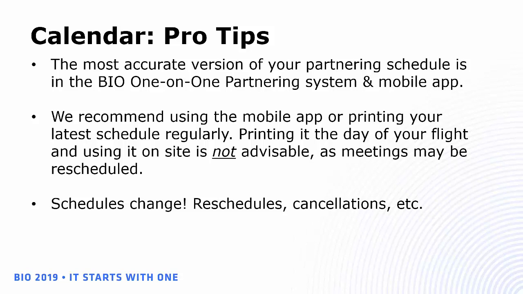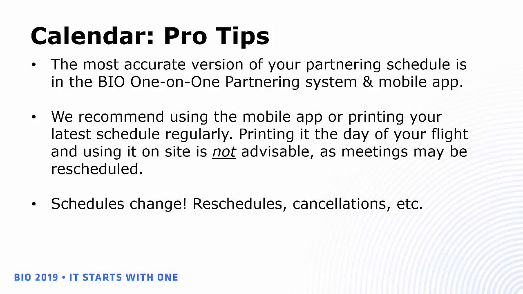So we are always happy to print a paper version of your schedule for you at the partnering desk. If you're a paper person, again, you can use the Outlook push feature or the Bio 101 partnering mobile app as well. There are loads of ways to get your schedule.